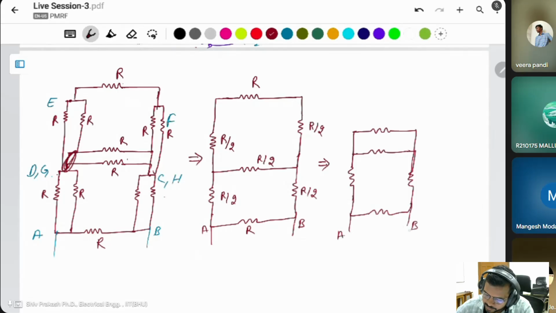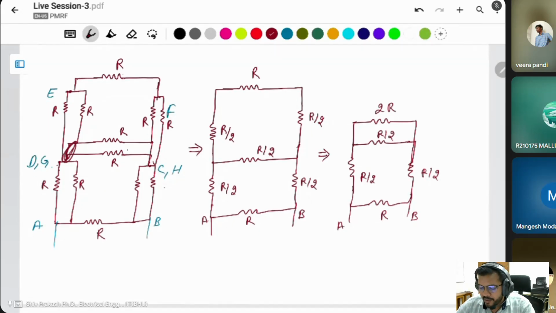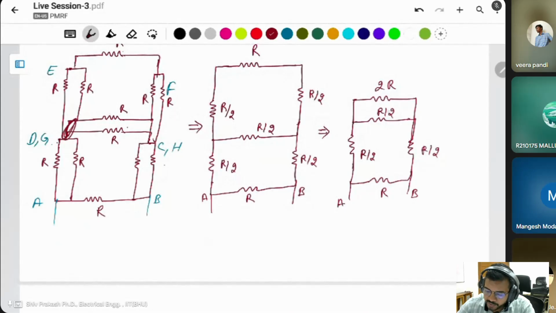Terminal A, B, this will be R, R by 2, R by 2. This is R and this is R by 2, R by 2. It will be 2R. And this will be R by 2. Then R by 2 and 2R is connected in parallel.